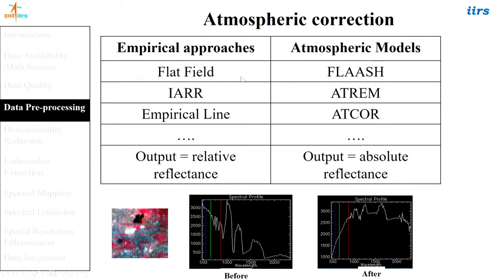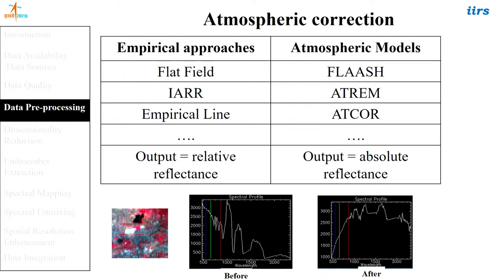So how to perform atmospheric correction? Actually there are two approaches, empirical and absolute. Normally empirical approaches are the relative methods, so this will give you relative reflectance. It means suppose the data is given to you and you don't know any of the parameters, and you have to convert that to surface reflectance. So what we have to do is use an image based method.